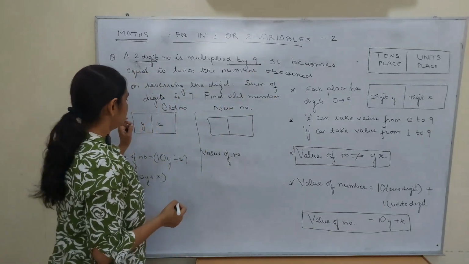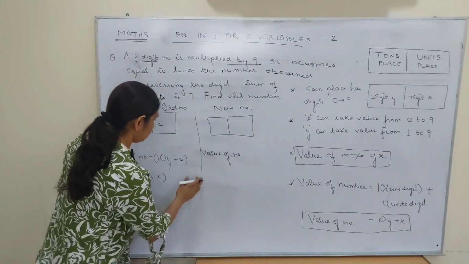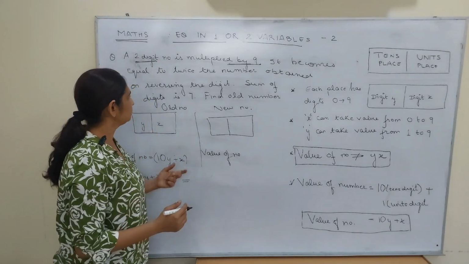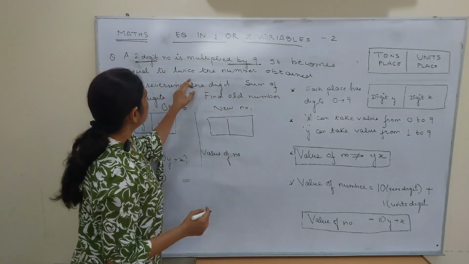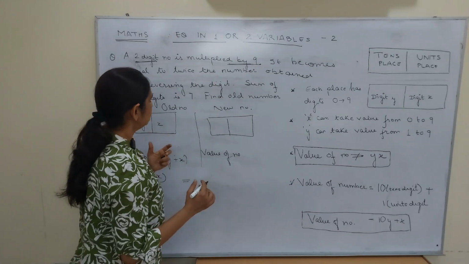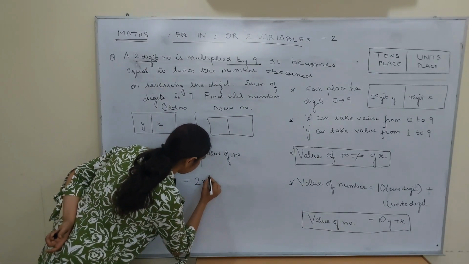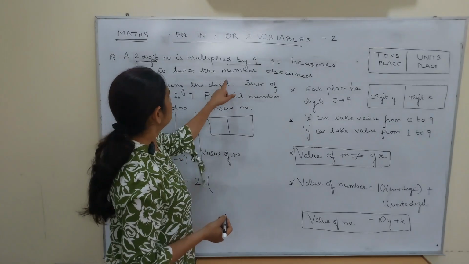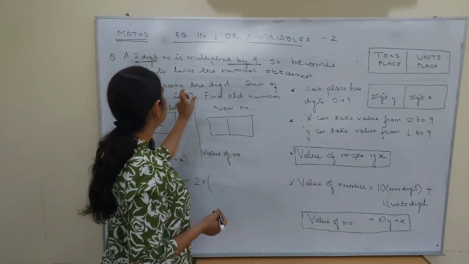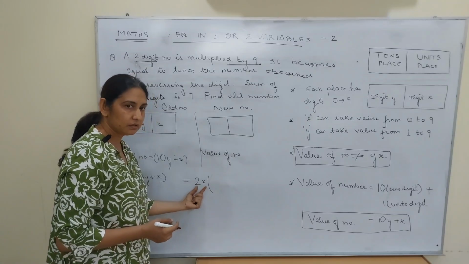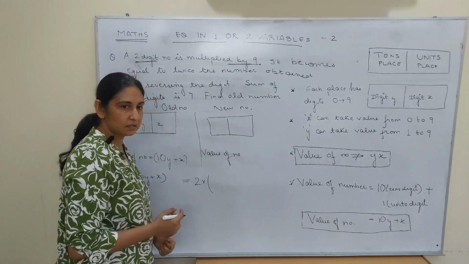It becomes equal to, so let's write equal to. It becomes equal to what? Equal to twice the number. Okay, it becomes equal to twice of something. What? Obtained by reversing the digits. So twice of the number obtained by reversing the digits.